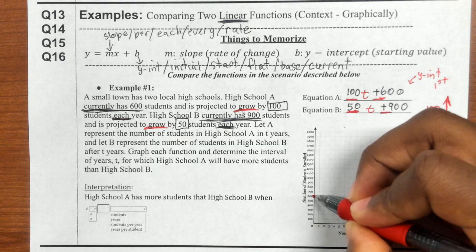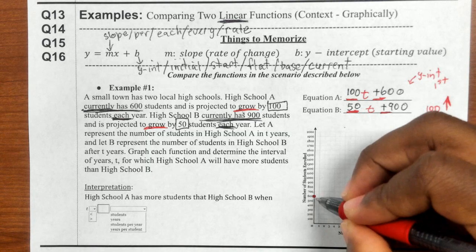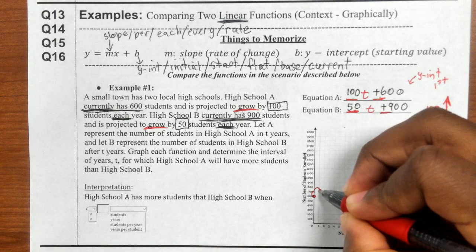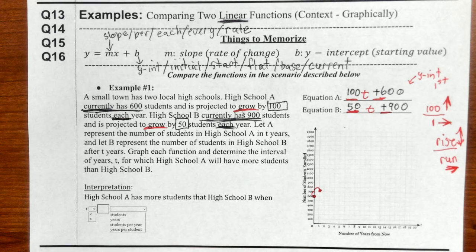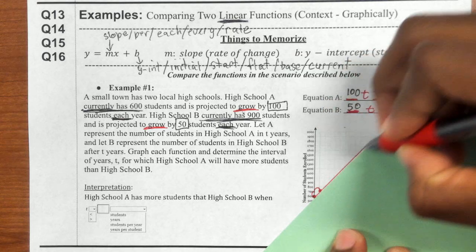So here, I'm going to go up by 100. If I'm at 600 and I go up 100, I'm going to be at 700, then to the right once. And there I have my points. I'm going to now draw my straight line, just like that.